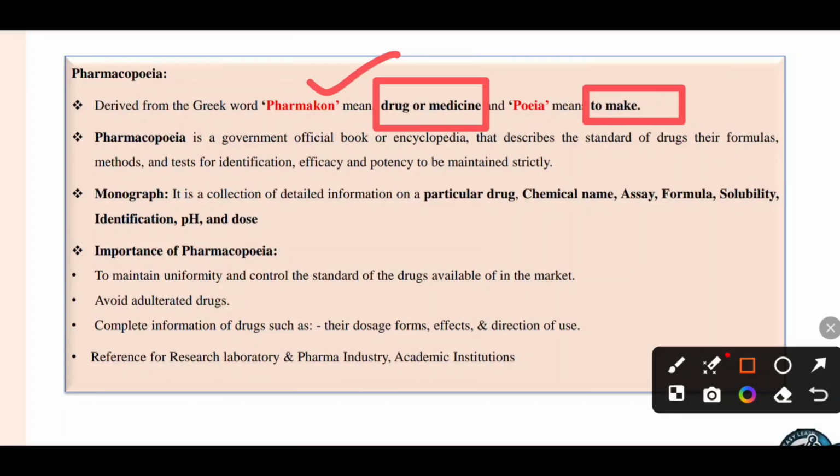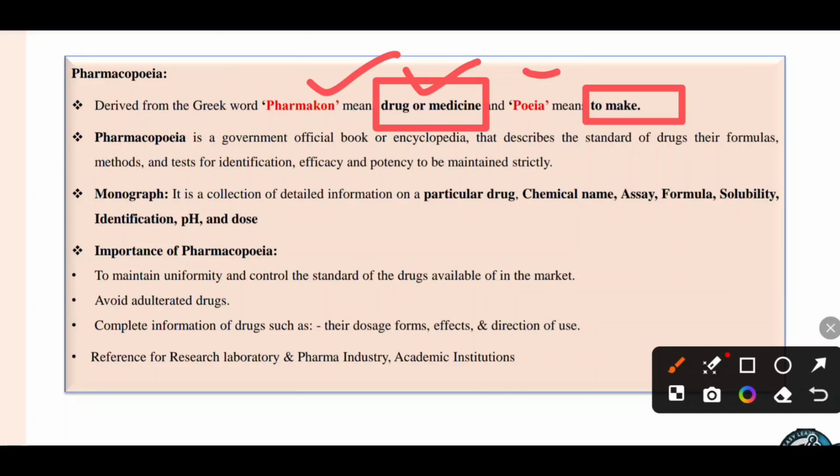Clear? So the word pharmacopoeia is derived from two Greek words: pharmakon and poia. Pharmakon means drug or medicine, and poia means to make. When I combine the two meanings, the sentence becomes: formulas or standards required to make a drug or medicine. So all the formulas and standards are mentioned in the pharmacopoeia. Before preparing any type of medicine, you first have to go through the pharmacopoeia.